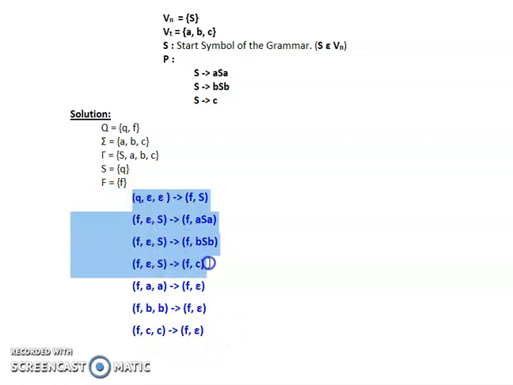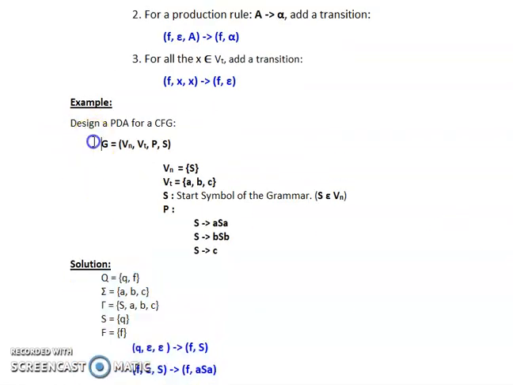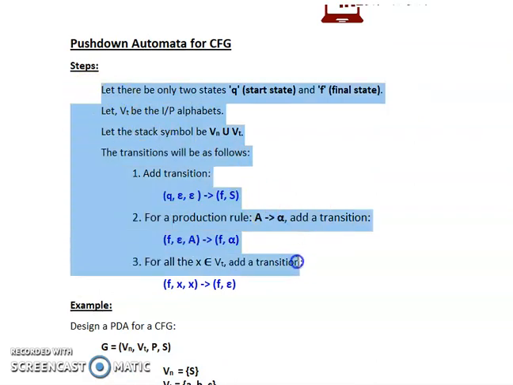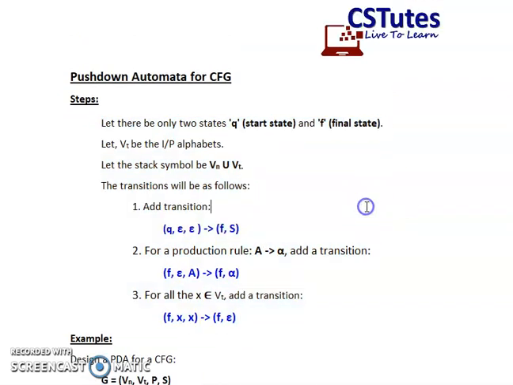So these are the transitions that are obtained for your push-down automata. That means we have obtained the push-down automata for the corresponding CFG given to us. In this way, you can solve any example. The main thing is you need to apply these steps in the proper manner in order to obtain the correct push-down automata for a given context free grammar.